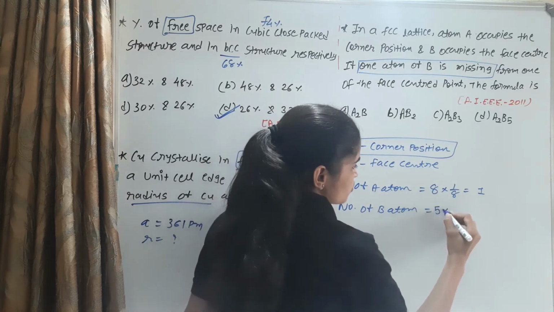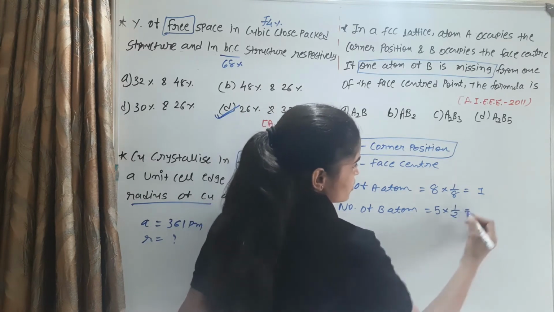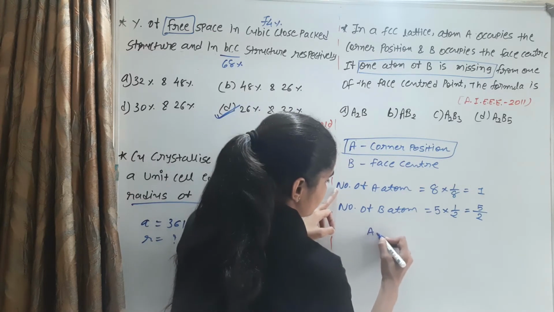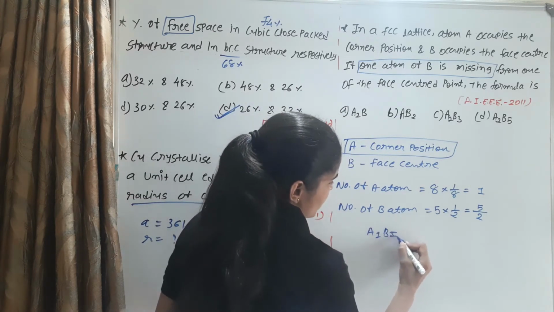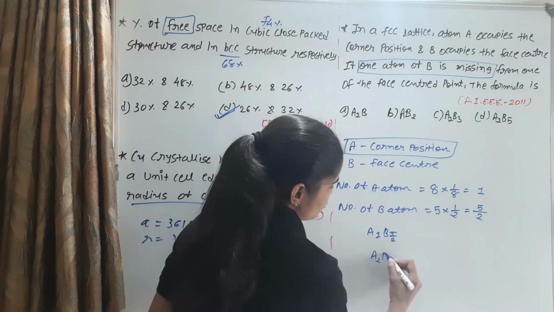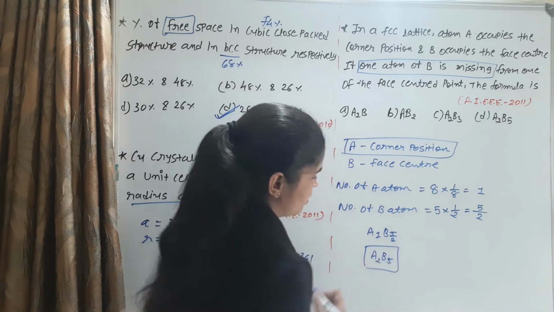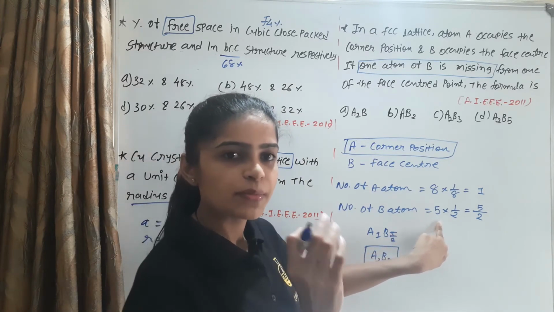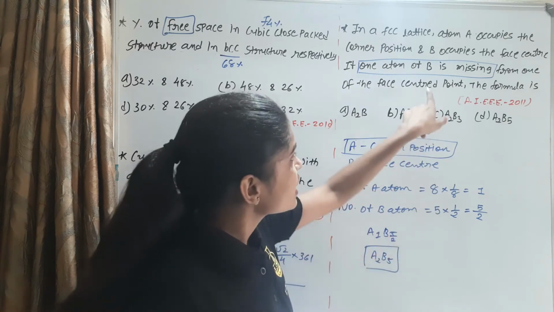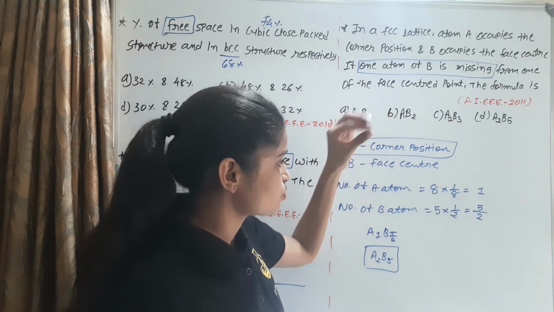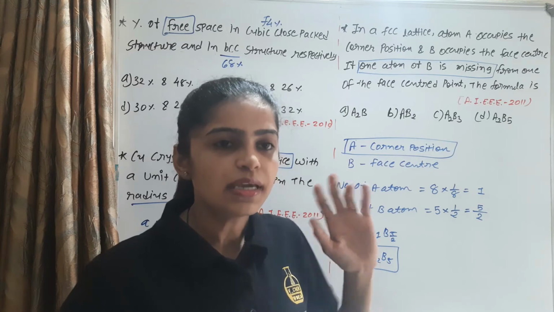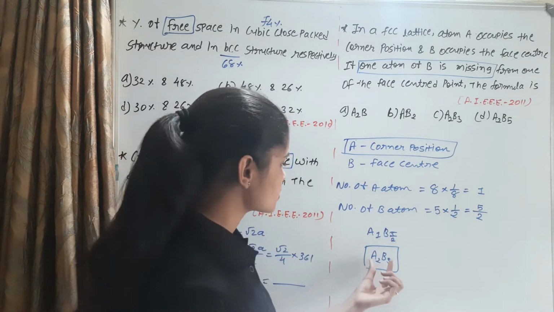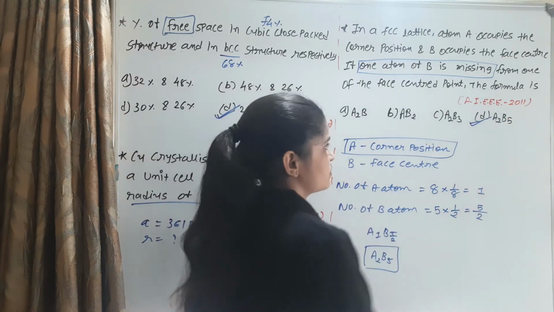So 5 into its contribution 1 by 2, that is 5 by 2. A is 1 and B is 5 by 2, so the answer is A2B5. Because a total of 6 faces are present, but one atom is missing from one face, a total of 5 faces are present with contribution 1/2. So this value is 5 by 2, and the answer A2B5 is the right answer.